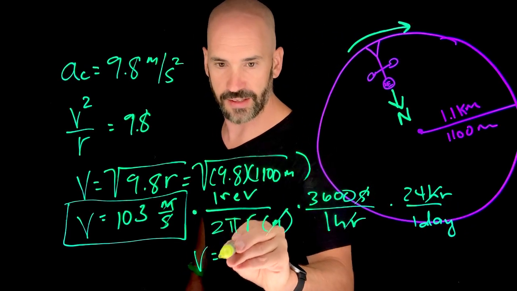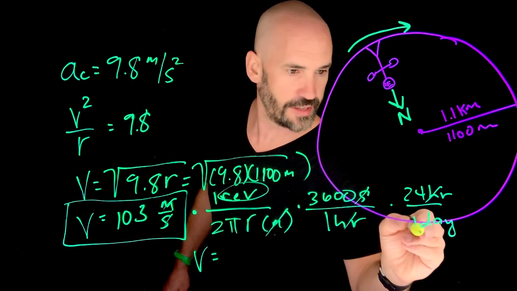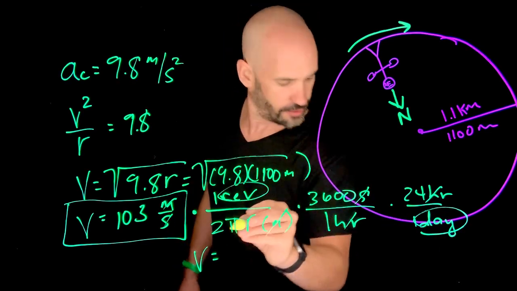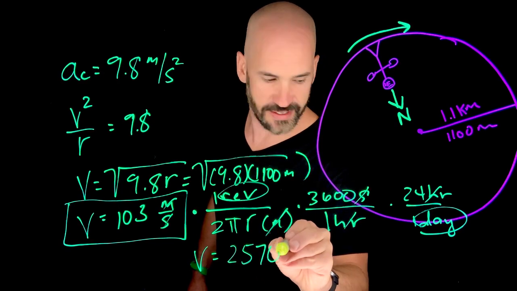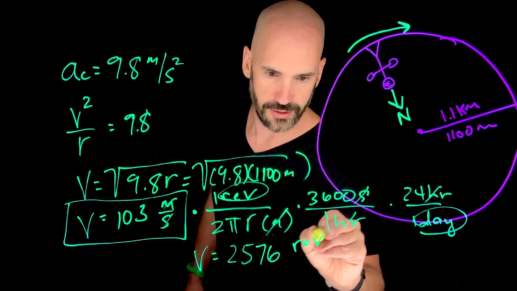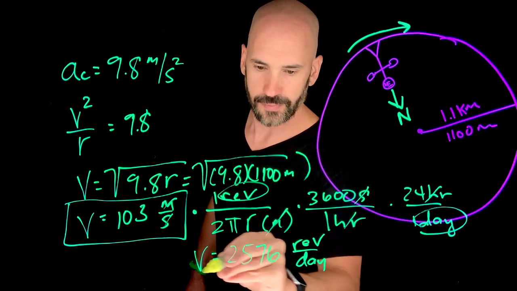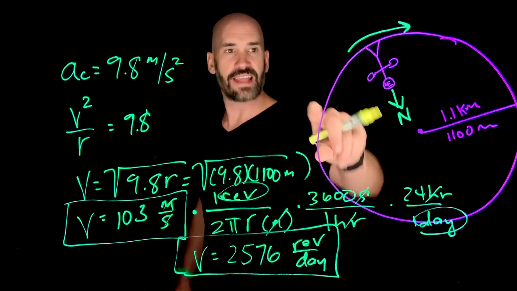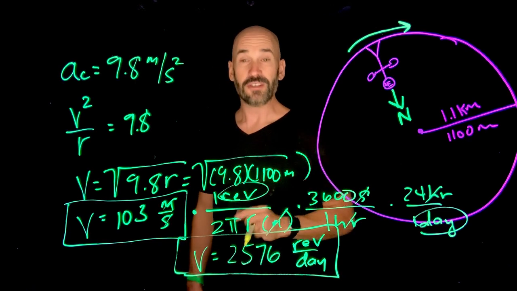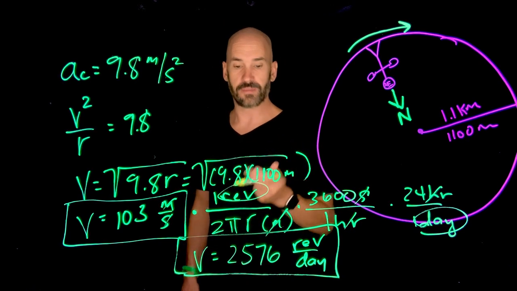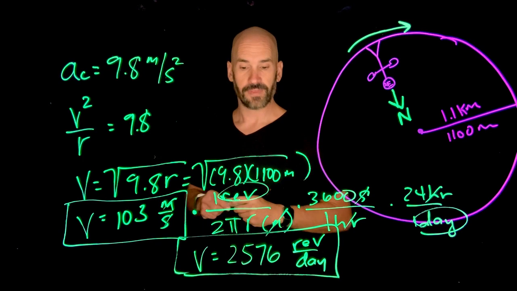And my velocity then, in revolutions per day, is going to be roughly 2,576 revolutions per day. Cool, huh? So if that thing spins in the course of a whole day about 2,500 times, you're getting a pretty close facsimile to gravity, which I think is neat.